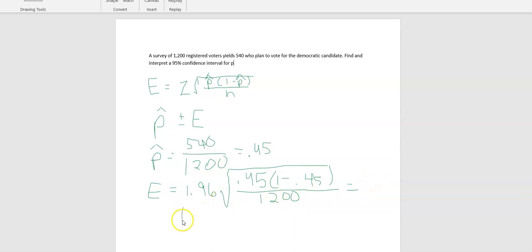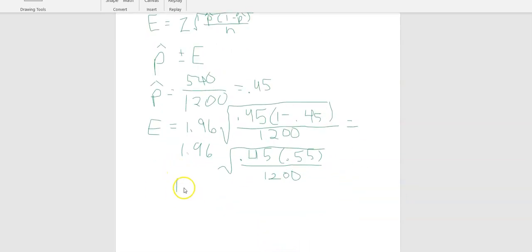Now, I'll work this out a little bit at a time because people tend to make mistakes putting this into the calculator. So I'm going to do the 1 minus 0.45 first, which is really 0.55. And now I will do the entire square root, and then lastly I will multiply it times the 1.96. And that ends up being 0.01436.